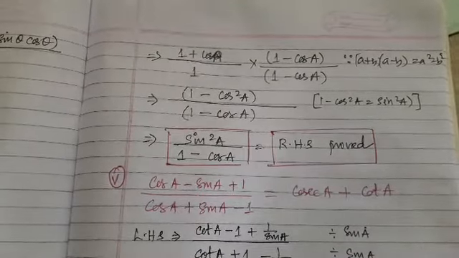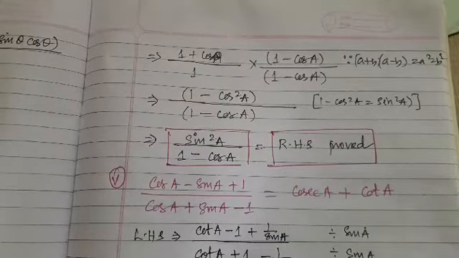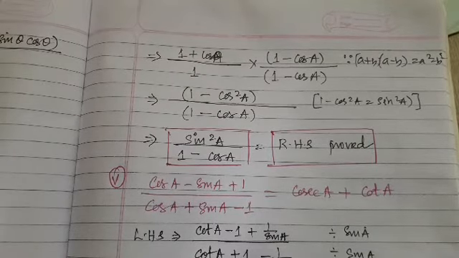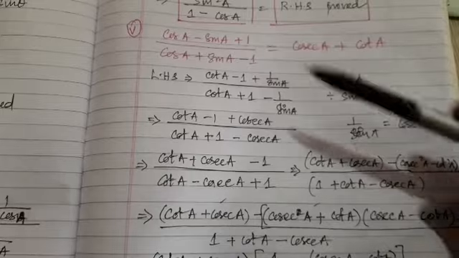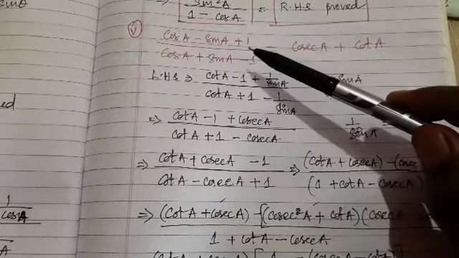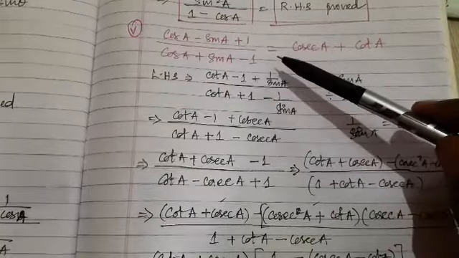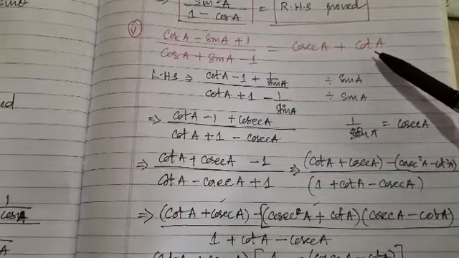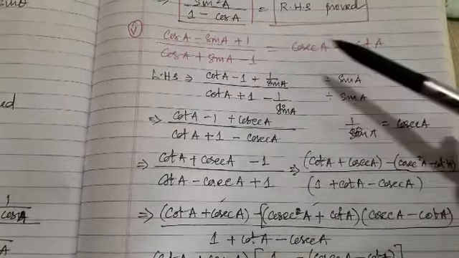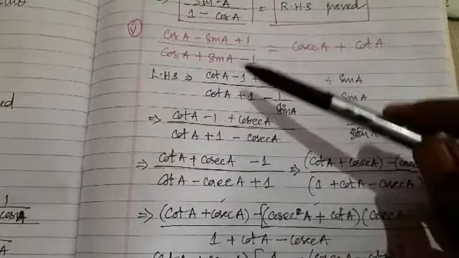Okay. That is the fourth problem in the fifth question. What is given there? (cos A minus sin A plus 1) upon (cos A plus sin A minus 1) should be equal to cosecant A plus cot A. So the left hand side and right hand side should be equal. I am taking the left hand side first.